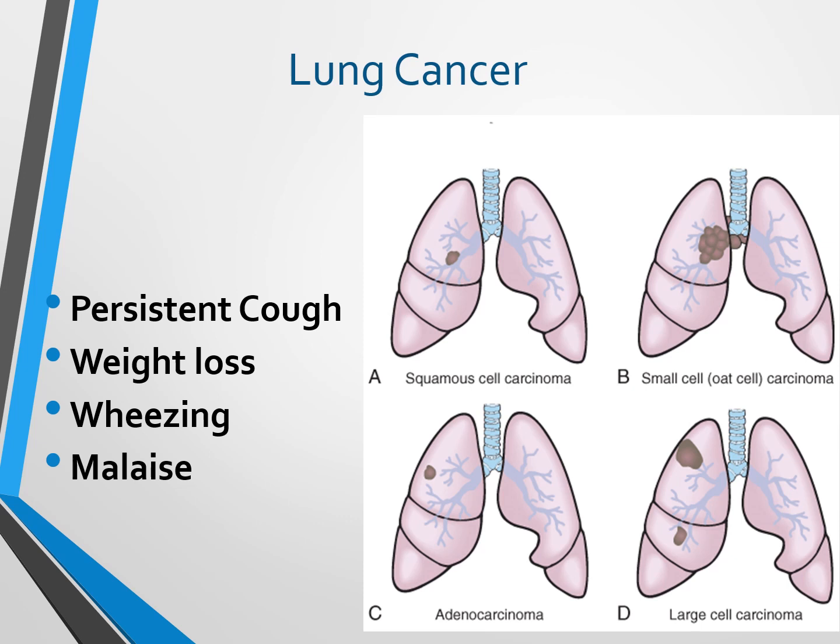On this page, small cell lung cancer is your most deadly. So item B is your most deadly because it advances so quickly.